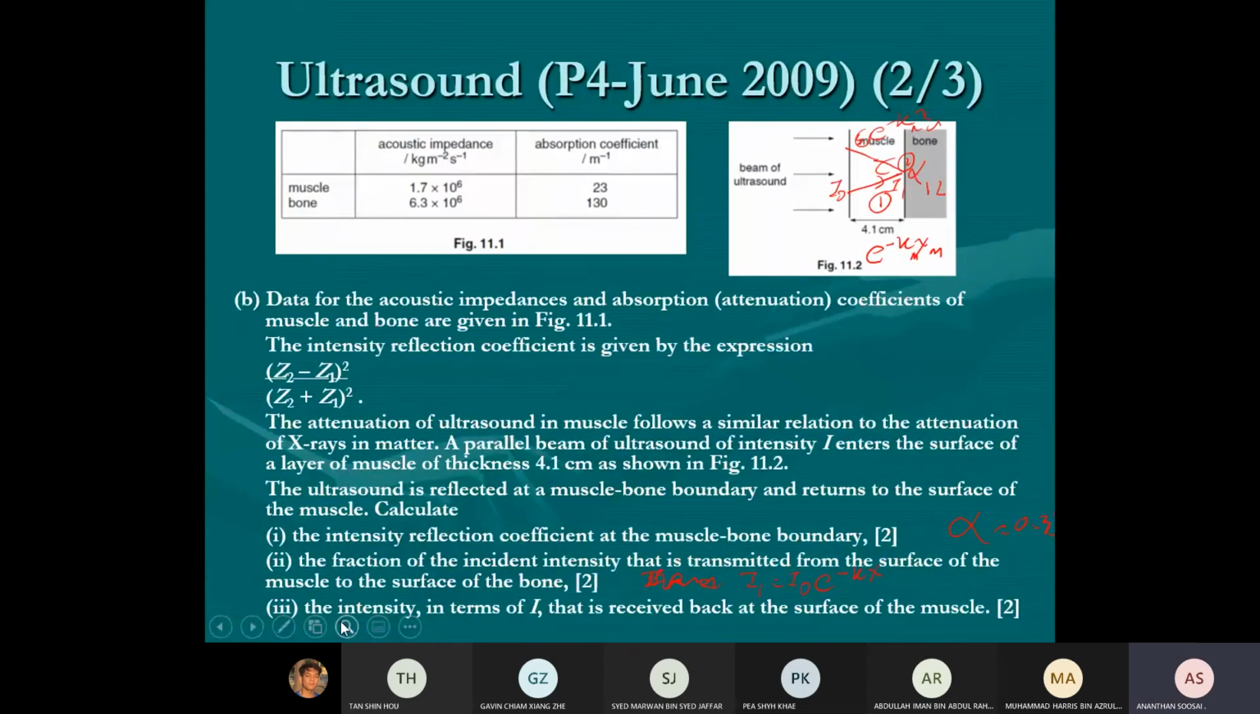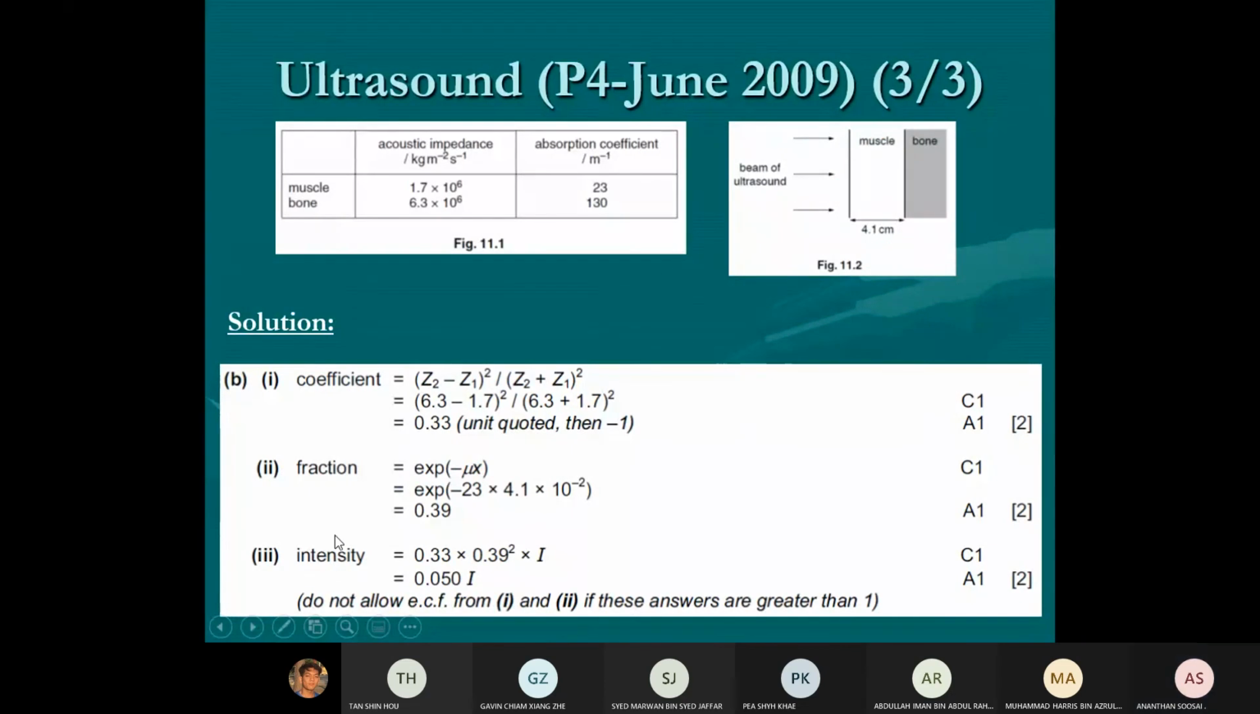Okay, now the final question: the intensity in terms of I that is received back at the surface of the muscle. What is the final intensity? They're asking for the final I. So the final I is 2 times absorption, this is your e to the negative mu x squared, right? So mu 2x, times alpha 0.33, 1 time reflection. 2 times absorption, 1 time reflection, times the original I. You get the final intensity reaching the surface.